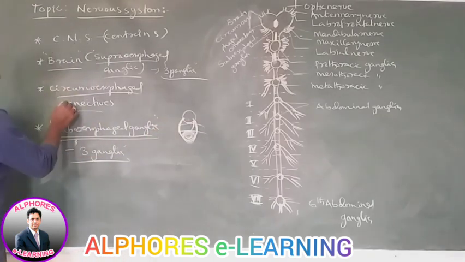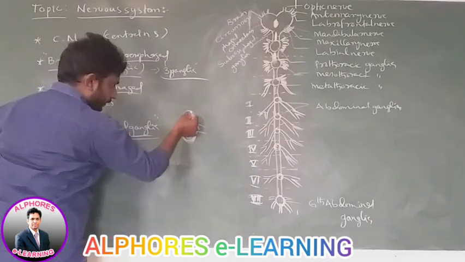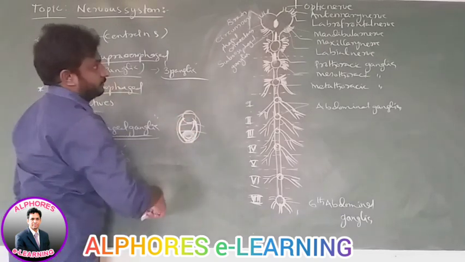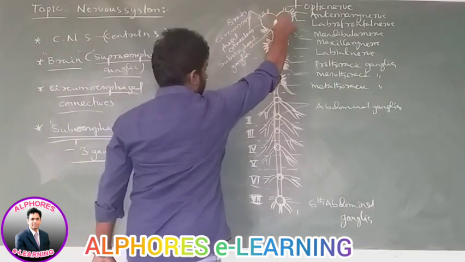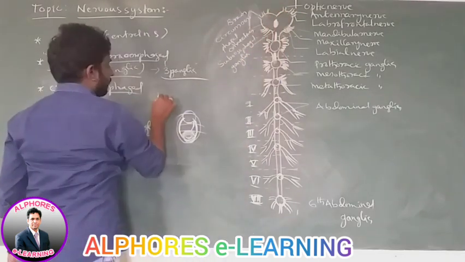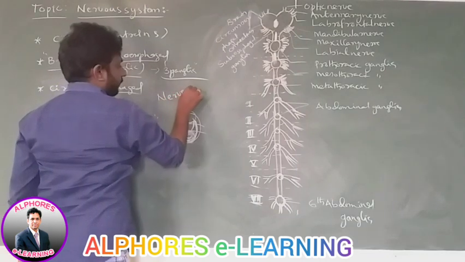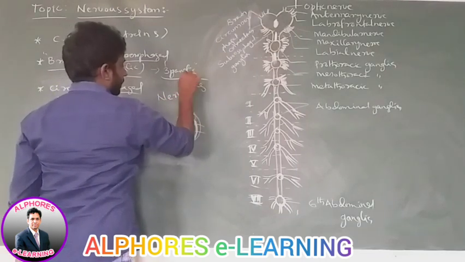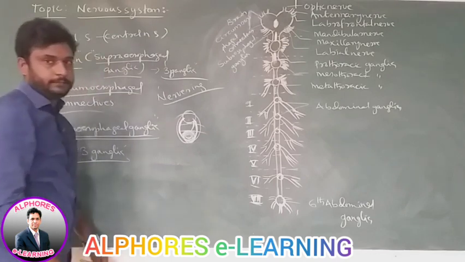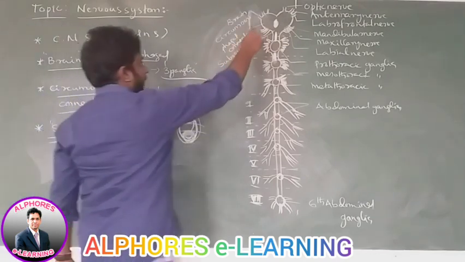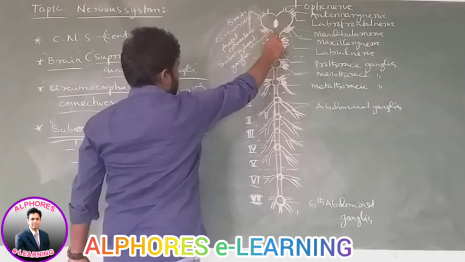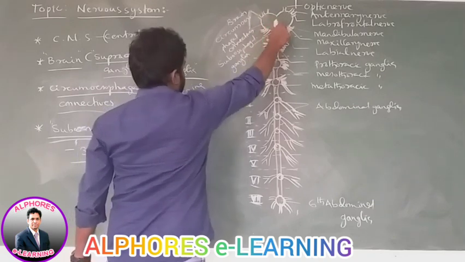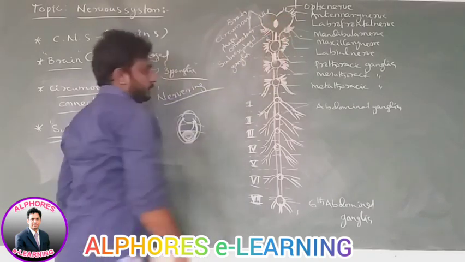Brain, circumesophageal connectives, subesophageal ganglia: they form a ring. So it looks like a ring. This ring is called the nerve ring. Here the brain or supraesophageal ganglia and the subesophageal ganglia are both connected by circumesophageal connectives.